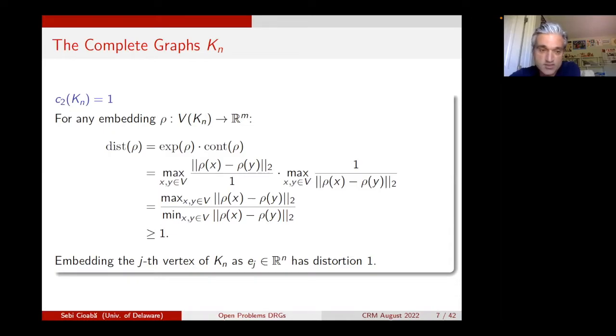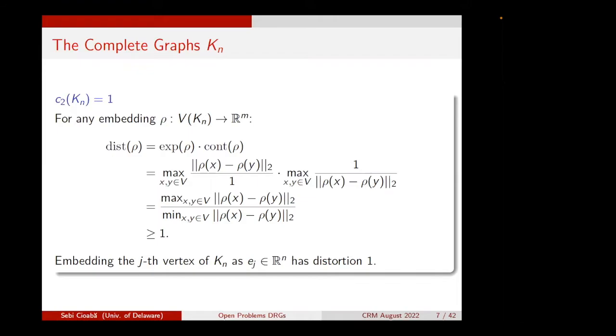And so you have two directions. If you take any embedding, you have this dist of rho defined as expansion times contraction. Now in the complete graph, the distance between any vertices x and y, where x and y are not the same, is 1. So you have this product between the maximum of the length of rho of x minus rho of y, times the maximum of the inverse of that quantity, and this is always greater or equal to 1, as this calculation shows. So just producing some embedding can help you get one inequality involving this parameter.